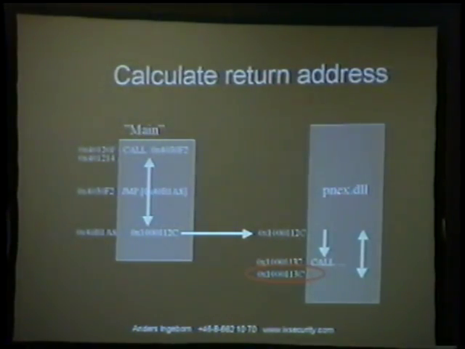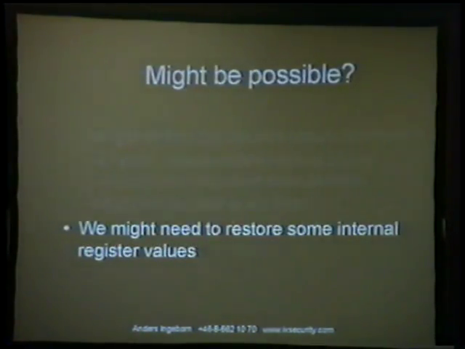Beautiful colors and everything. Okay, so if you remember, I said there were 2 conditions that the attacker had to meet in order to be able to do a clean return. Well, we have taken care of, at least theoretically, the first condition, how to find or calculate the correct return address. And now we have the second condition or requirement that needs to be taken care of in order to do a clean return. Namely, the attacker might need to restore some internal register values.